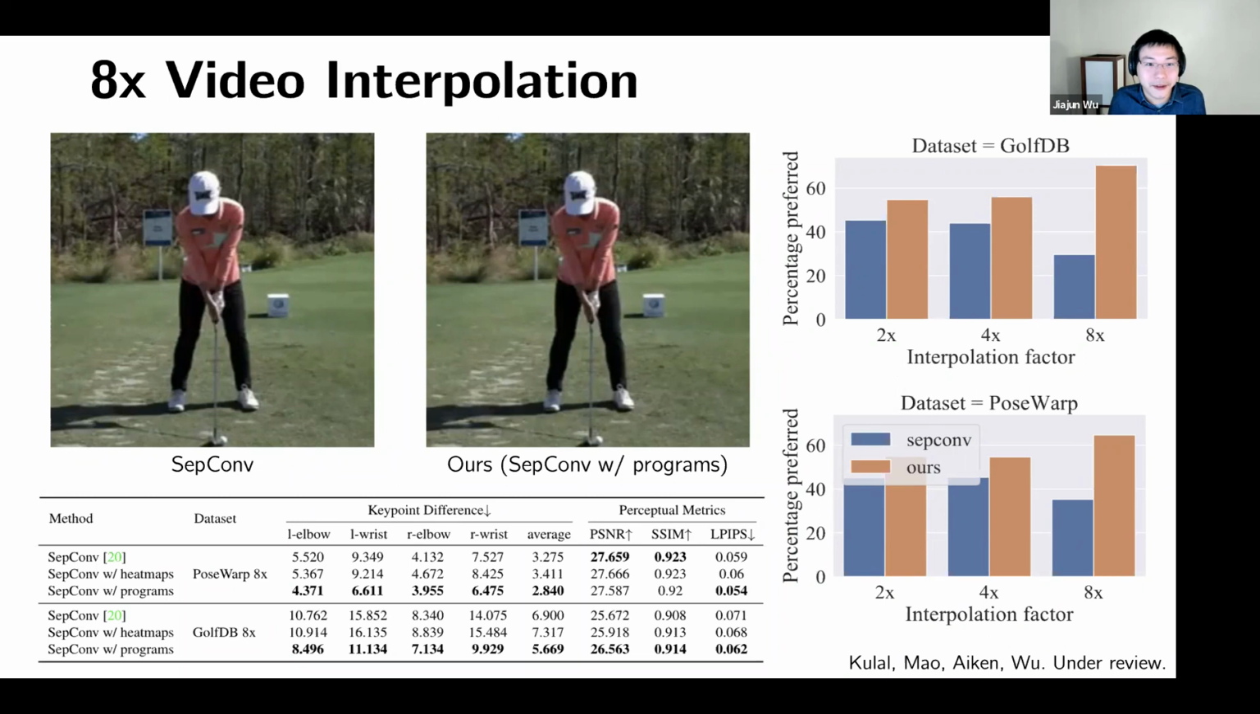And for all these methods, the humans say they're probably equally good. But if you look into a much more challenging case where you want to do 8 times video interpolation, where the observations are really sparse, then our results are much more strongly favored.